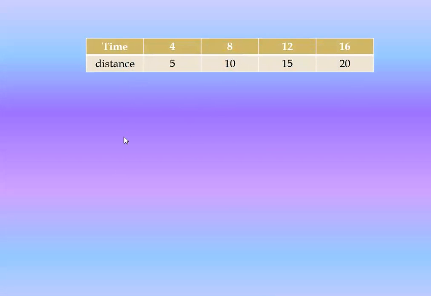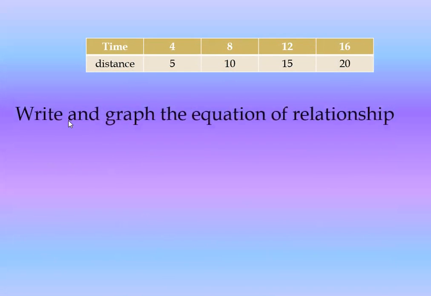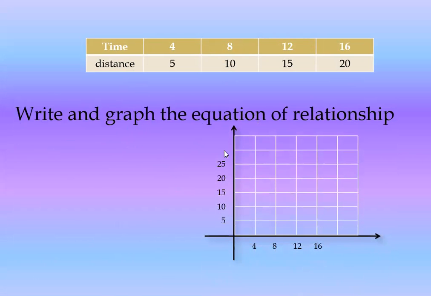We have a table and we want to write and graph the equation of the relationship. First we will draw the coordinates. In the coordinates we are going to plot the points. The first point is 4 and 5, so we will go to 4 and 5 and plot the point. 8 and 10, plot the point, 12 and 15, and then 16 and 20. We will connect them with a line.